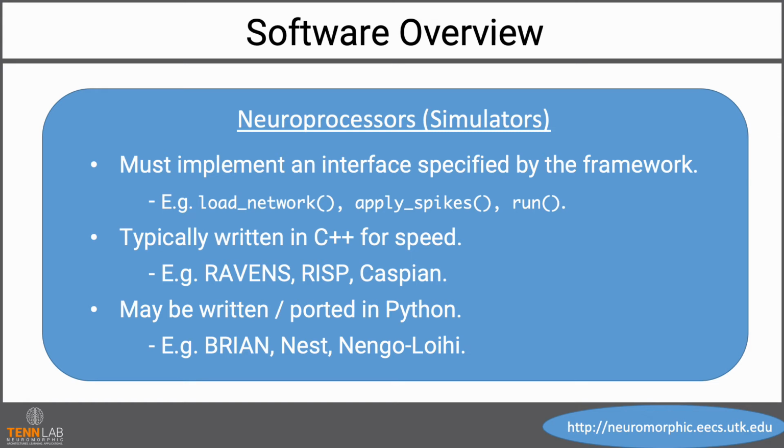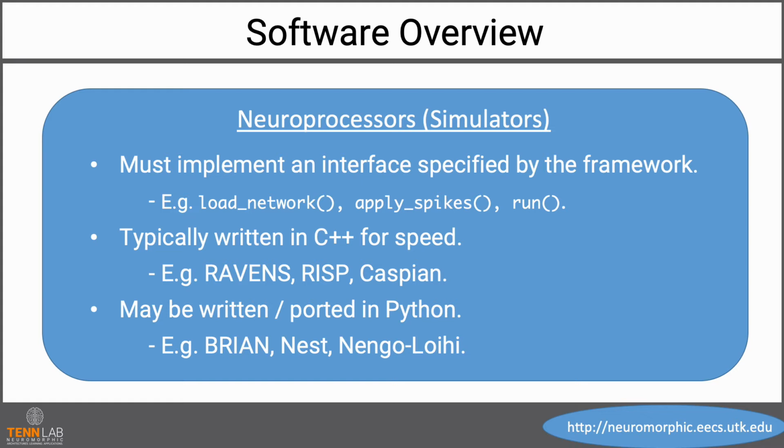So, neuroprocessors are supported by defining an interface. The framework defines the interface that a neuroprocessor simulator must implement. In other words, it specifies the methods, and the neuroprocessor must implement the methods. And these are things like load a network onto the neuroprocessor, apply input spikes, run, maybe probe for output spikes, etc. Typically, these simulators are written in C++ for speed.